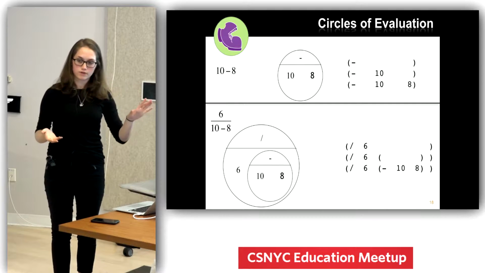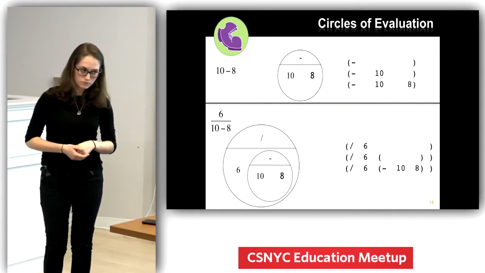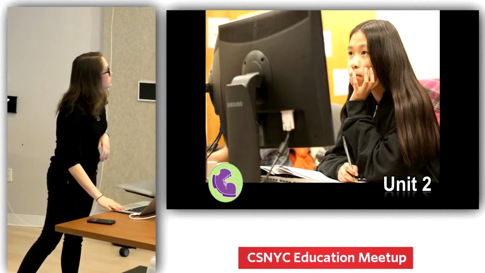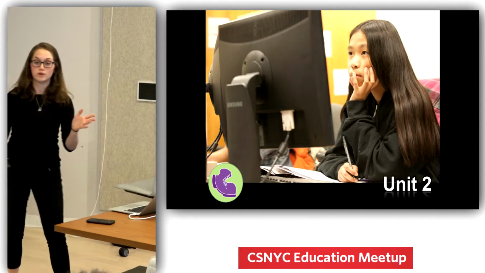A little bit of a side note for a lot of the technology people in the room, but another convenient use of this tool. So just to make sure, so that's most of Unit 1.